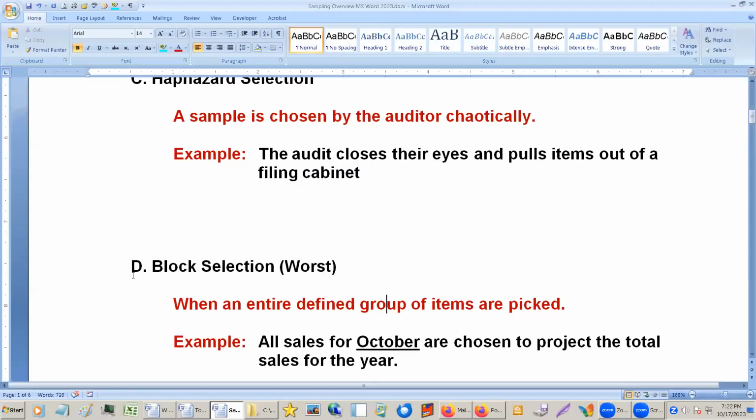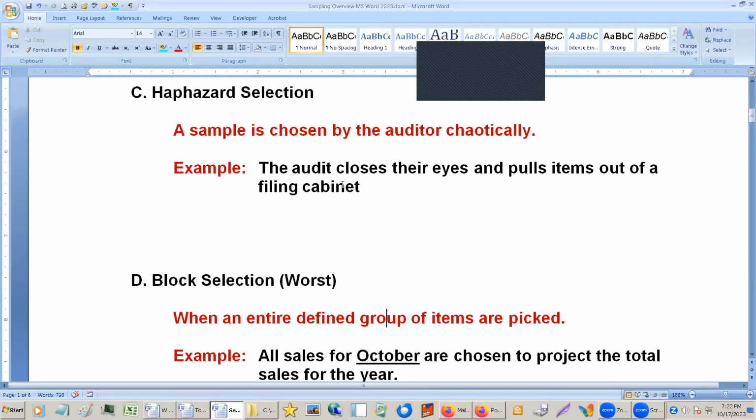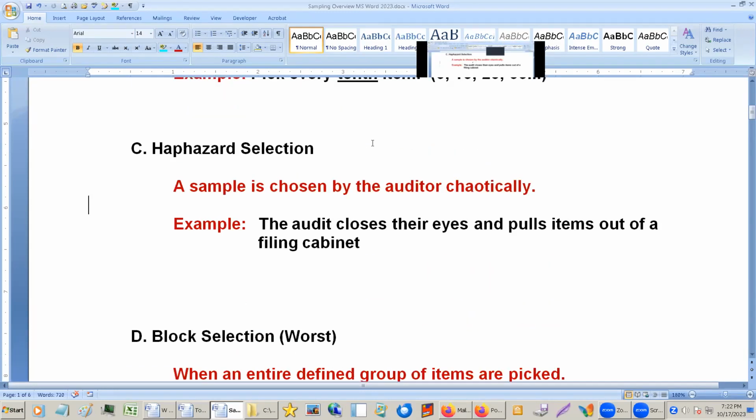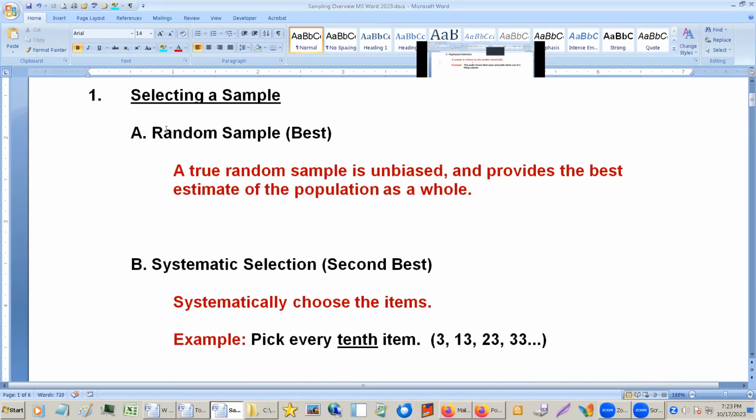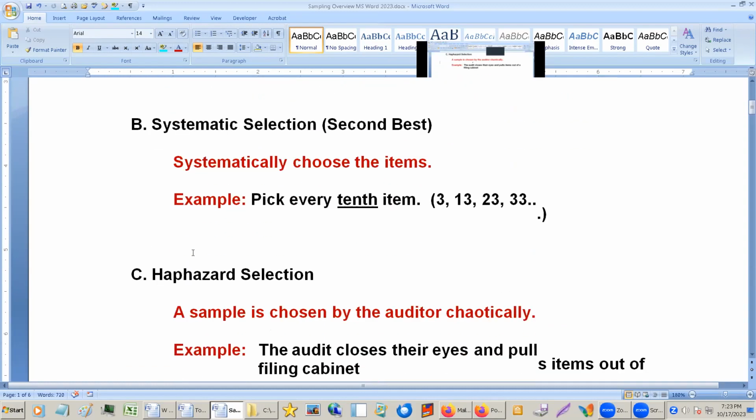Okay. So this is the worst one. I've never done a block sample, and I never will, unless someone told me to. So you want to do these first two, and haphazard selection.